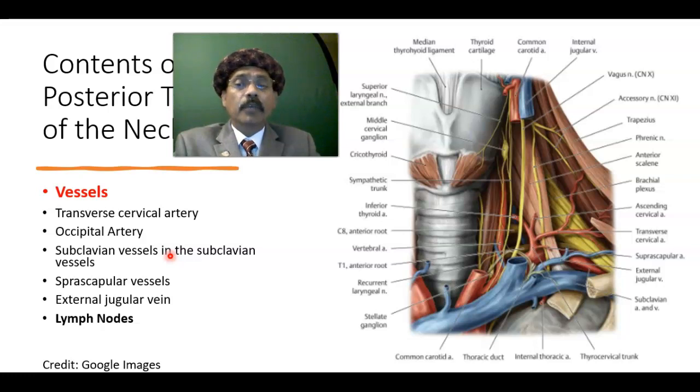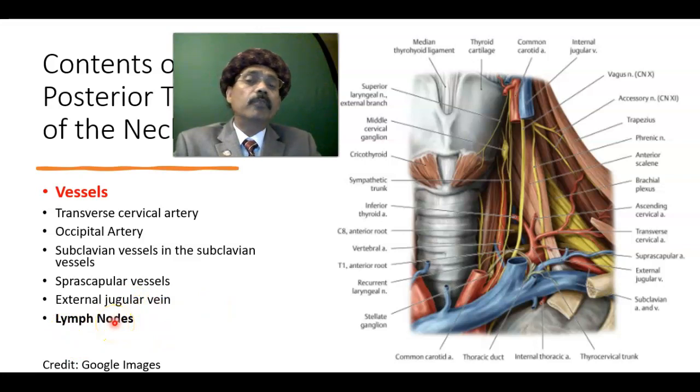Subclavian vessels, subclavian artery on the right side is a branch of the brachiocephalic trunk. On the left side, subclavian artery is a direct branch of the arch of the aorta. And subclavian vein unites with the internal jugular vein and forms the brachiocephalic vein. And subclavian vein receives the internal jugular vein, also external jugular vein. Suprascapular vessels and nerve go to the suprascapular notch and take part in anastomosis around the scapula. External jugular vein, we discussed that part.